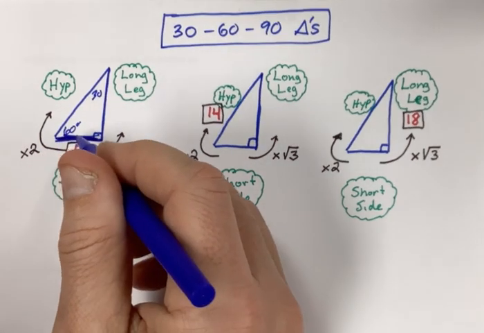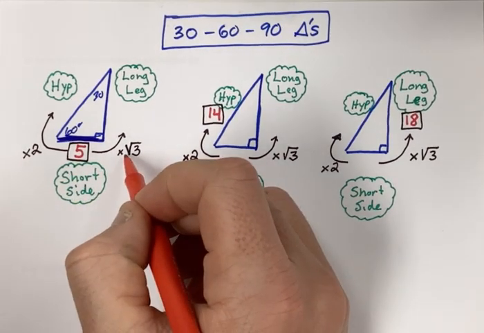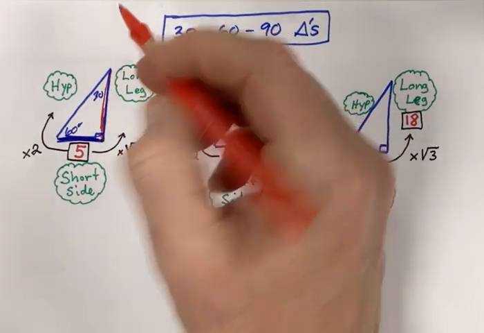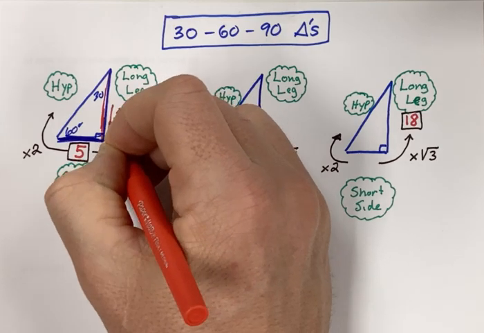Once you decide what the short side is going to be, you simply take that short side distance and multiply it by square root of 3 to find the longer leg. That's what we have identified here. So this is the longer leg. Multiply by square root of 3, that gives you 5 square root of 3. That should be pretty easy to come up with.